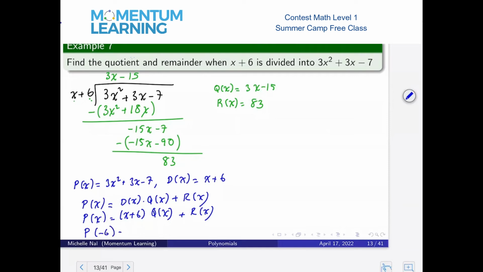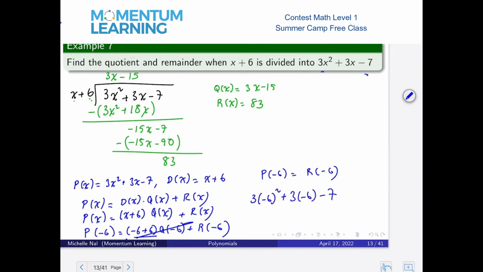So p of negative 6 is equal to negative 6 plus 6 times q of negative 6 plus r of negative 6. Now, this is a 0 because this part is a 0, 0 times anything is gone. So I know that p of negative 6 is equal to r of negative 6. Now, p of negative 6, just plug it in, right? 3 times negative 6 squared plus 3 times negative 6 minus 7. So we have 3 times 36, okay? 3 times negative 6 minus 7. Here is 90 minus 7, which is 83.